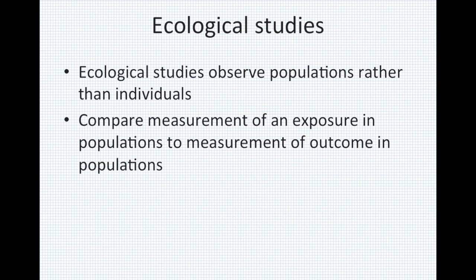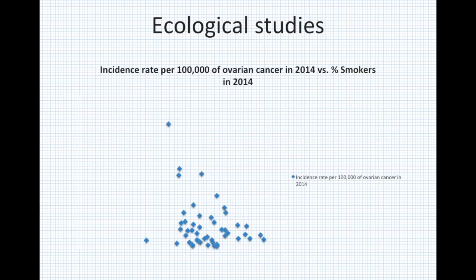Ecological studies observe populations rather than individuals. Ecological studies compare the measurement of an exposure in populations to the measurement of an outcome in populations. Ecological studies are often portrayed in a scatter plot like this. So this particular study compares the incidence rate per 100,000 of ovarian cancer in 2014 versus smokers in 2014.